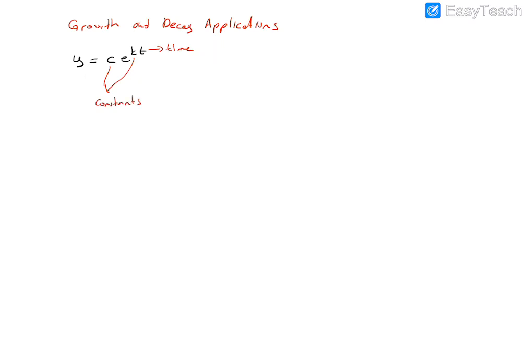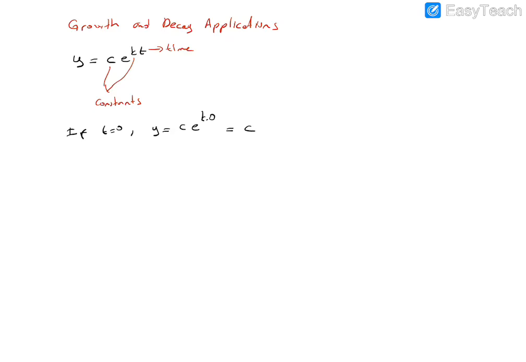Note that if t equals 0, then y equals c. If t equals 0, y equals c times e to the power k times 0. So e to the power 0 is 1, so this is c. So the constant c represents the initial population or initial amount. The constant k is called the relative growth rate, okay?